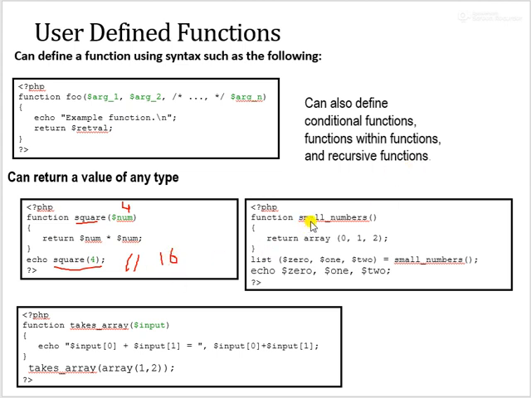In this other example, we have a function whose name is small number, and here we use a return statement. What we are returning is a call to the array function. The array function is used to initialize or declare an array. This is really interesting. Here, in this statement, we are calling this function. Now how are we calling this function?